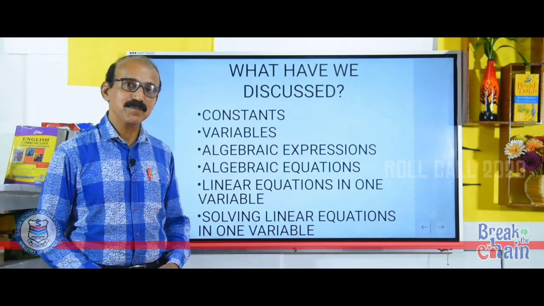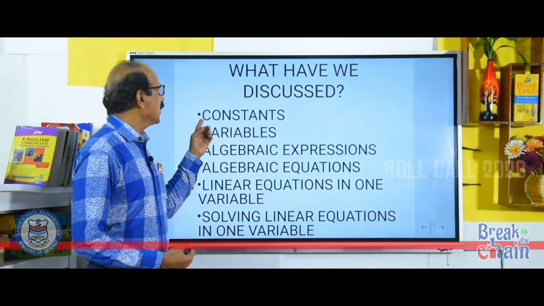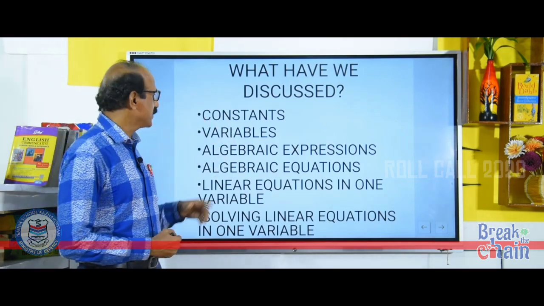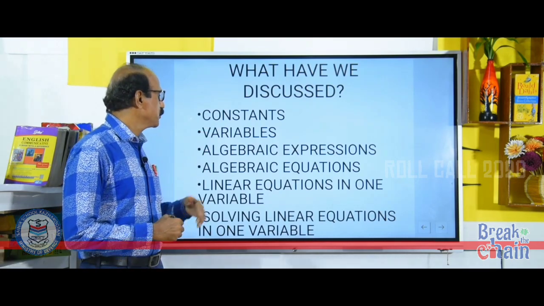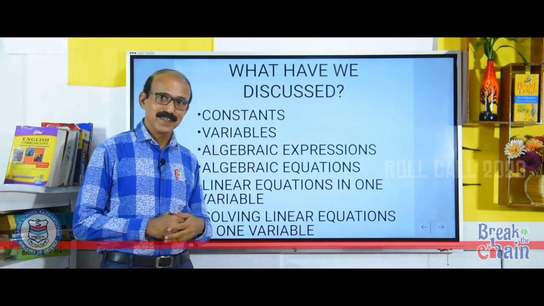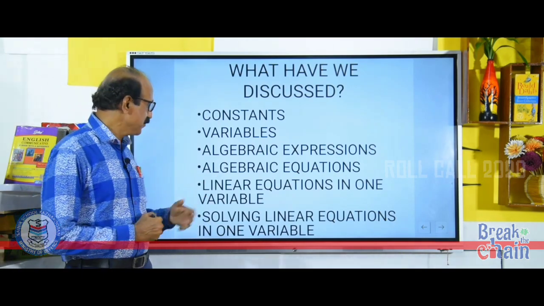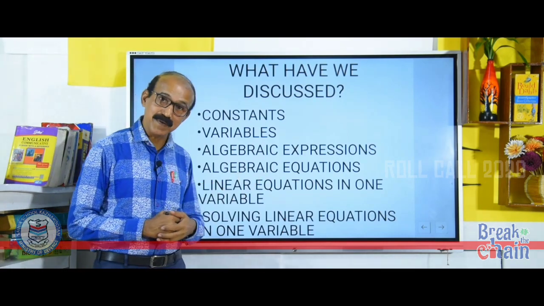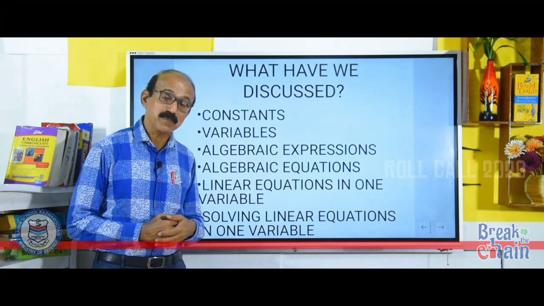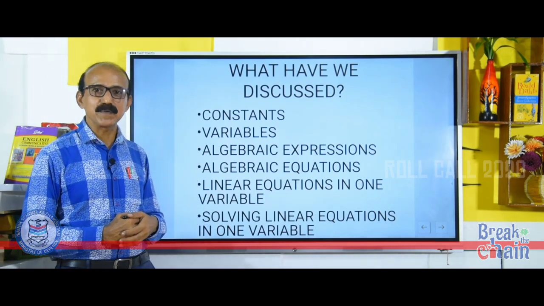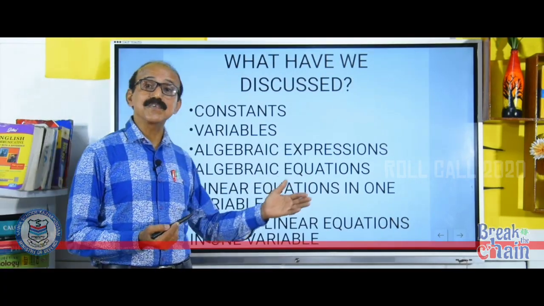Now, let us recap the portion which we have covered. First, we have learned about constants and thereafter variables. Then constants and variables put together make algebraic expressions, which lead to algebraic equations, and then we get linear equations in one variable. When we talk about linear equations in one variable, we can equate two algebraic expressions, or we can equate an algebraic expression with a constant. And finally, how to solve a linear equation in one variable.